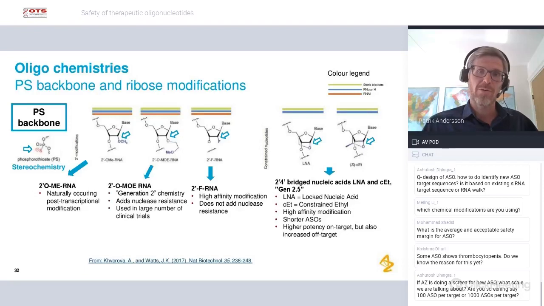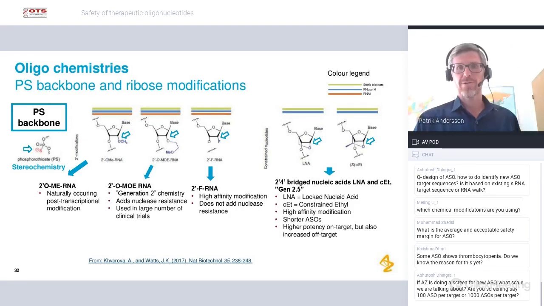I will focus, from an ASO perspective here, on the MOE chemistry. It's sometimes referred to as generation 2 chemistry. It really adds nuclease resistance, and it's been used in a large number of clinical trials. That has then, in many of the single-stranded ASOs, been complemented by bridged nucleic acids like LNA and the cEt. These have higher affinity than the MOE chemistry.